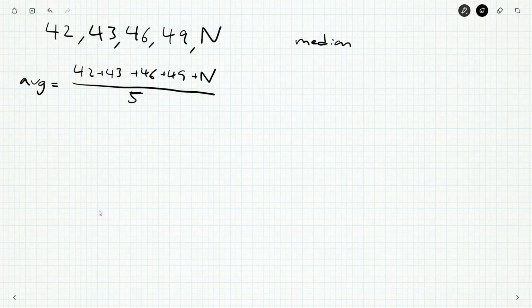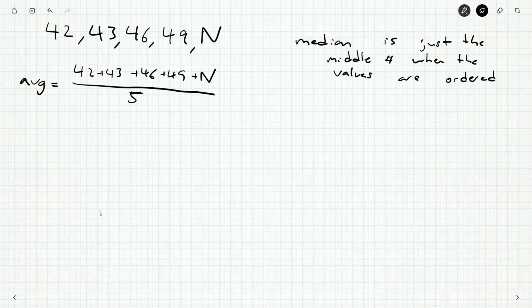So we have to ask ourselves, how do we calculate median? Median is just the middle number when the values are ordered. For example, if n were 1, we would order our numbers, and we'd say, what's the middle one? Fortunately, with 5 numbers, we're always going to have a middle. In this case, the median would be 43. If n were 12, it would still be 43. So the choice of n doesn't impact a whole lot of stuff.